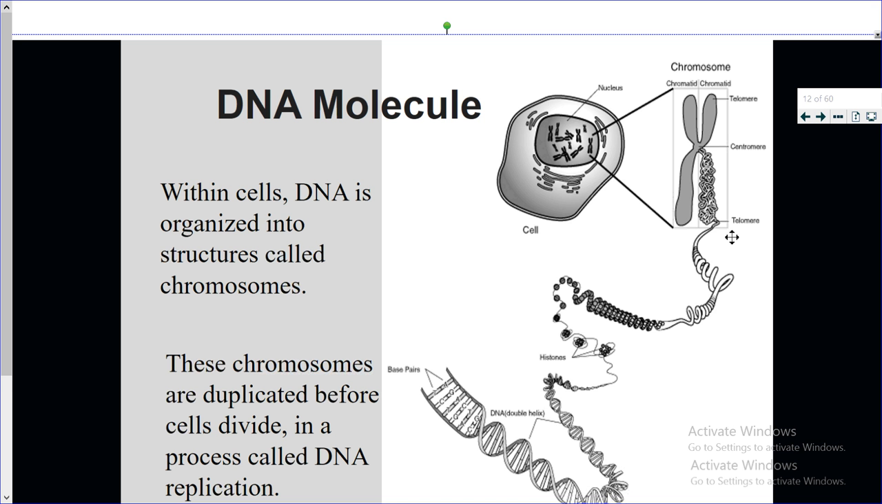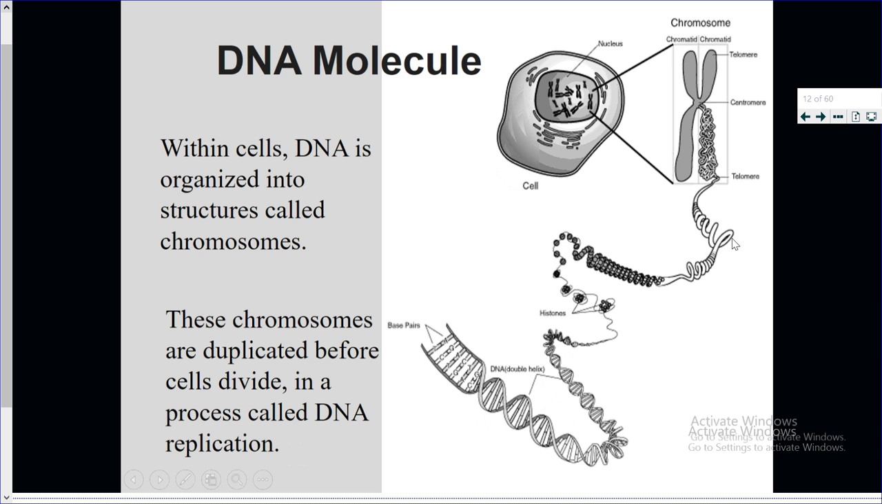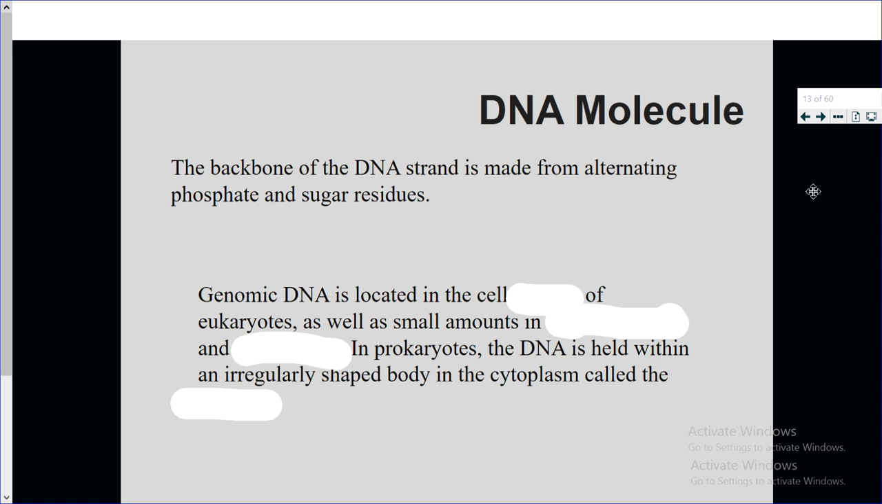Just moving a little bit further to help us understand once again, once we get deep down into that DNA, we see our chromosomes are wound so tightly together, and when we look deeper into that, we see these double helixes, which are called DNA. On your notes: the backbone of a DNA strand is made up of alternating phosphates and sugar residue. You have that information there.